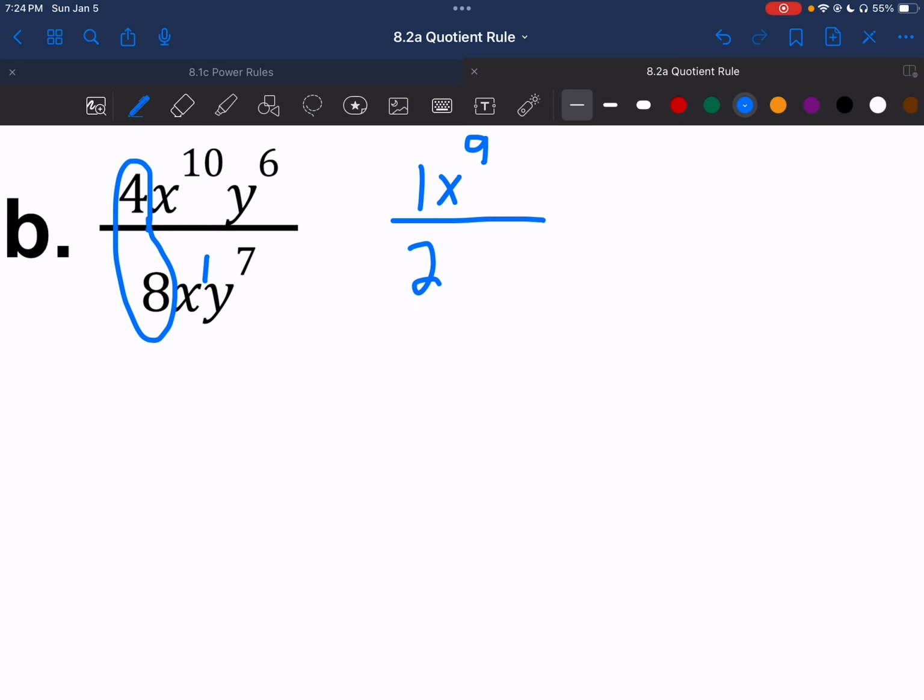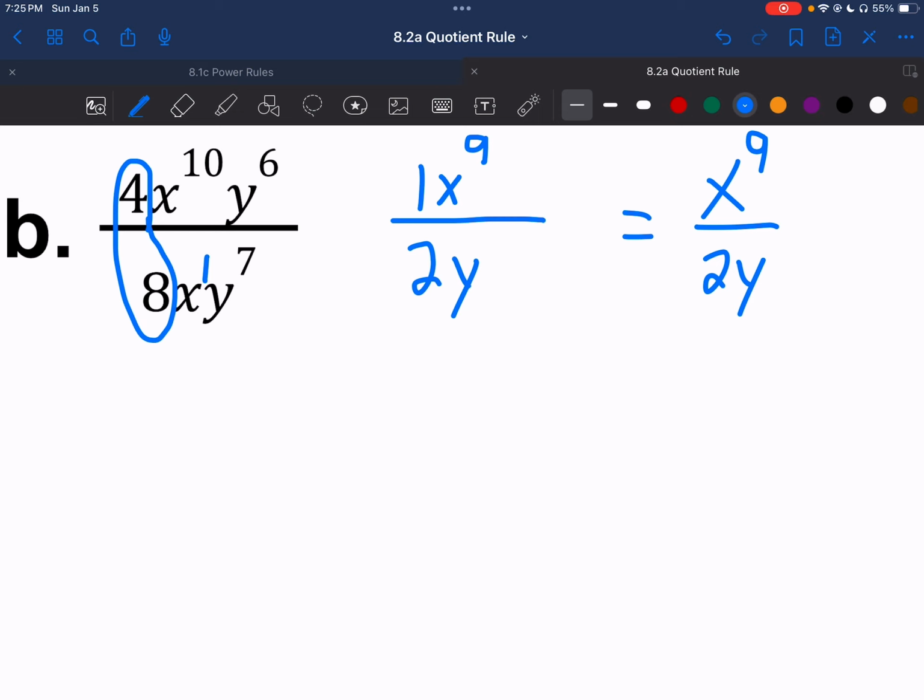Where do I have more y's? Y to the 6th on top, y to the 7th on the bottom. There are more y's in the denominator. How many more are there? 7 minus 6 is just 1. So we have 1/2 or 1x to the 9th, or just x to the 9th, over 2y. So it could be written as x to the 9th over 2y. All right?